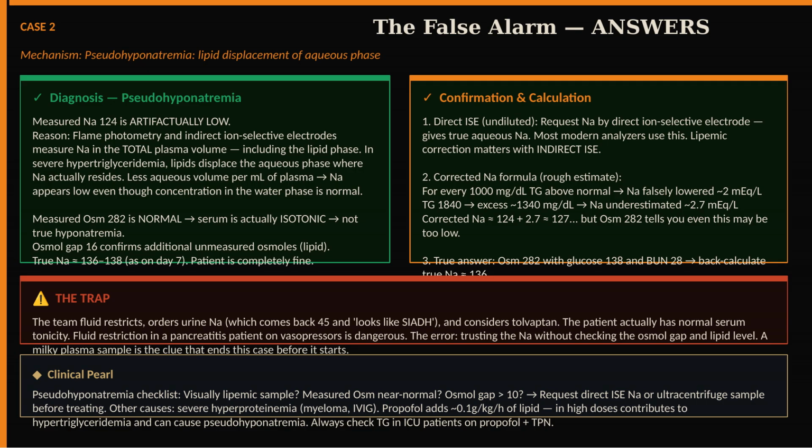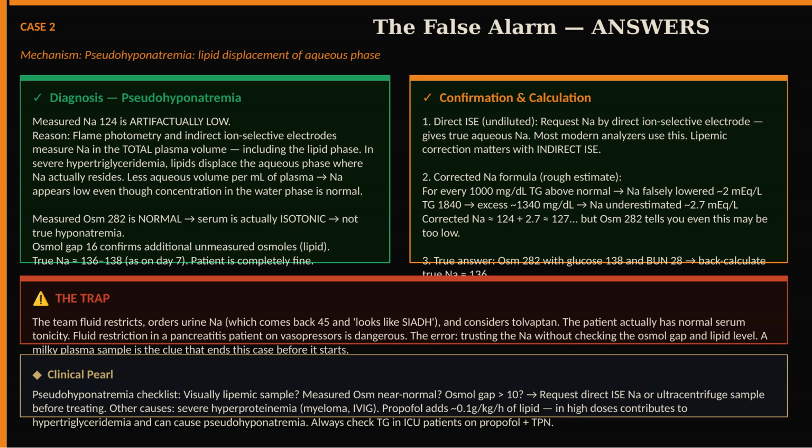Run a direct ion-selective electrode on an undiluted sample that measures sodium in the water phase only and gives the true value. As a rough rule, every 1,000 milligrams per deciliter of triglyceride above normal drops the measured sodium by about 2 points.